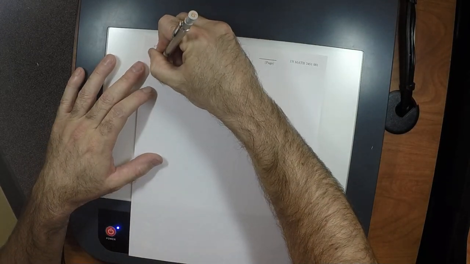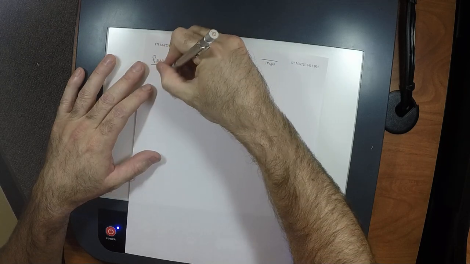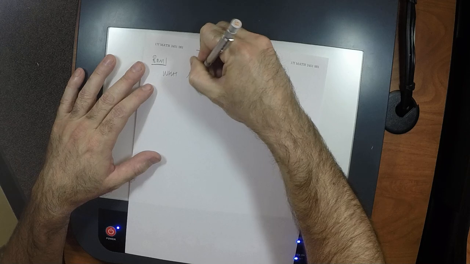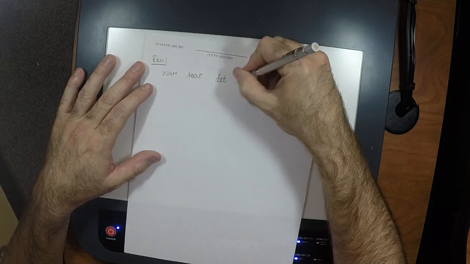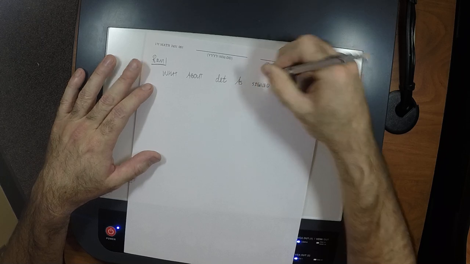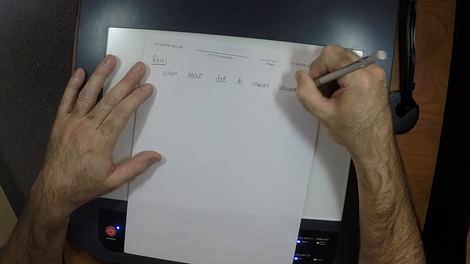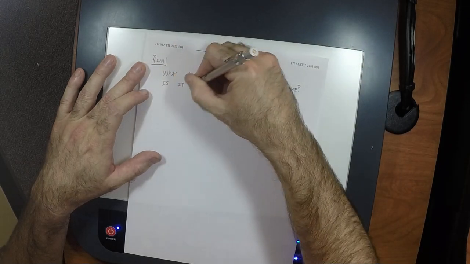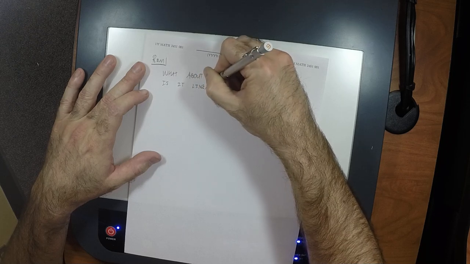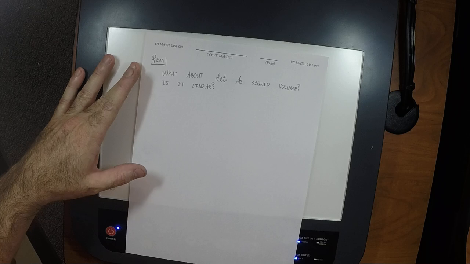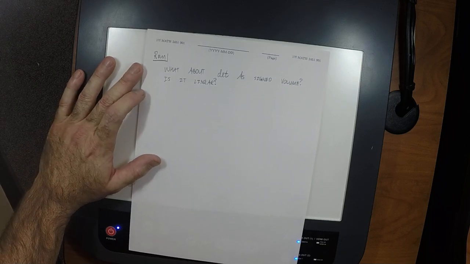So, where'd my notes go? So we have this signed volume. So what about the determinant as signed volume? Is it linear? So to be specific, I'll ask about it in the following way.